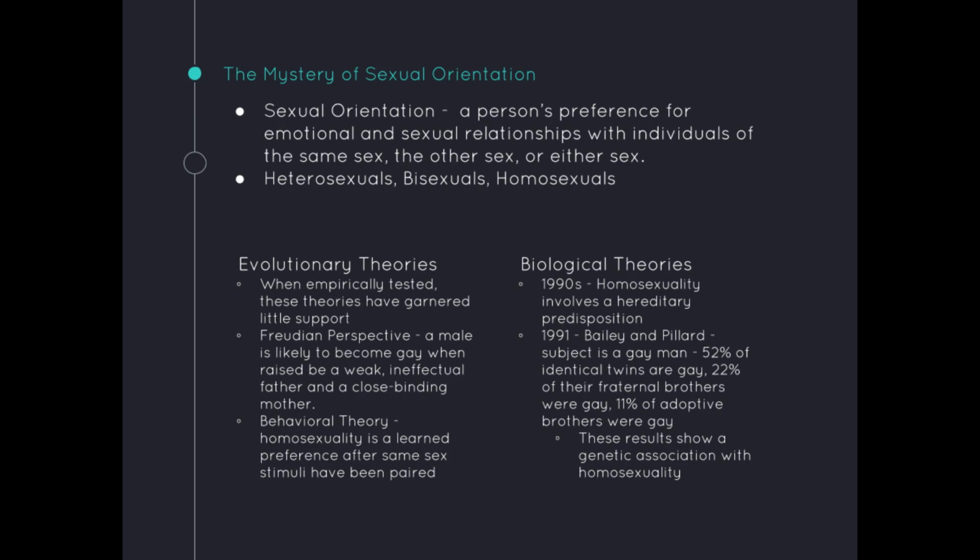There's actually a cool study in 1991 by Bailey and Pillard. If you have a subject who is a gay man, they found that 52% of the identical twins were gay, and 22% of the fraternal twins, the other brother is gay. I'm talking about the other brother in this situation. And if they're adopted siblings, 11% of their adoptive brothers were gay. What this shows is that there's a genetic association with homosexuality, because identical twins are more likely to be gay than fraternal twins and adoptive siblings. They have the same genes, and are more likely to be gay.